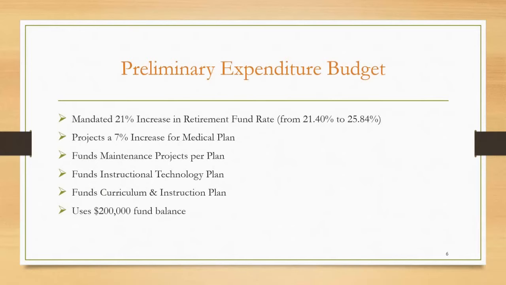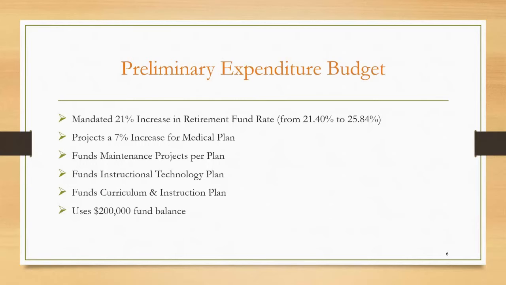This was our preliminary expenditure, so where does our money go out the door? Here are the major issues to attribute to that $535,000. Mandated retirement increase. So we have a 21% increase from last year to this coming year.